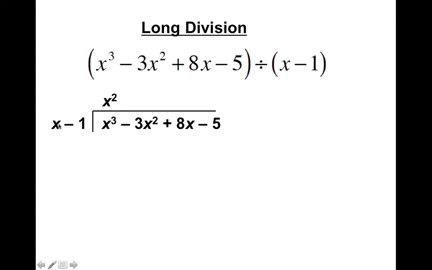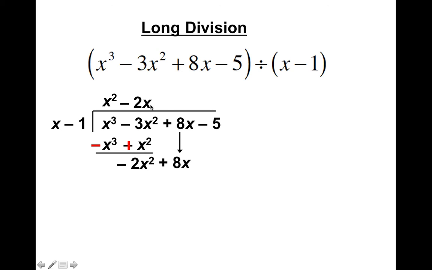So it would be x squared times x, which is x cubed, and x squared times a negative 1, which is a negative x squared. Remember, you're subtracting that entire row, so you change both signs. Notice how the x cubes cancel. We have negative 3x squared plus x squared, which is a negative 2x squared. And then you can drop down the next term. So then you start by looking at the first value, x. X times what is negative 2x squared? That would be a negative 2x.